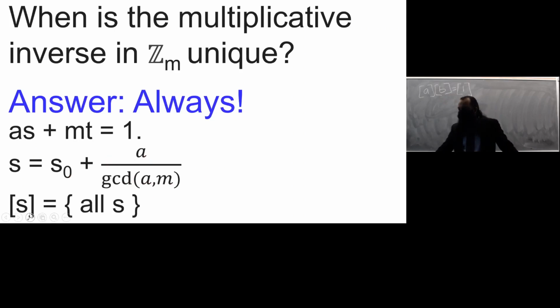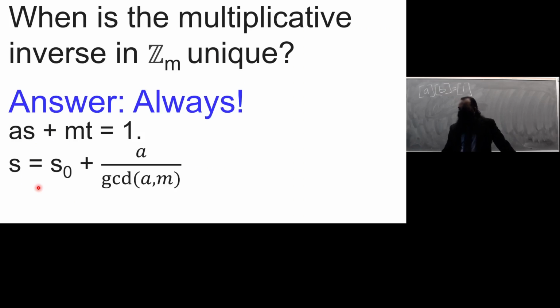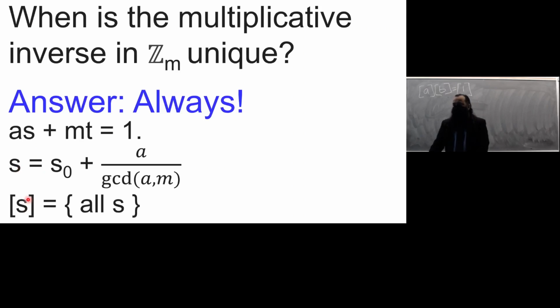Okay, so S is the congruence class. You might be wondering, why is it unique when there's a million different values of S that work? There's an infinite number of values of S that work. So why is it unique? If there's an infinite number of solutions to this, then why is the multiplicative inverse unique? You solve this to get the multiplicative inverse. Grayson? There's only one S that falls between 0 and M minus 1.